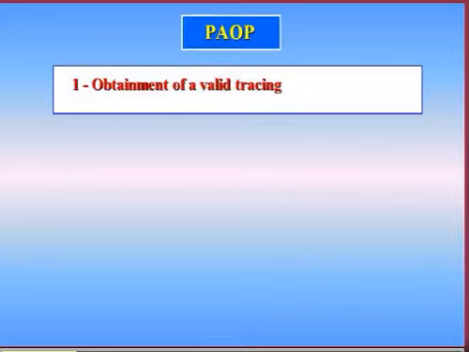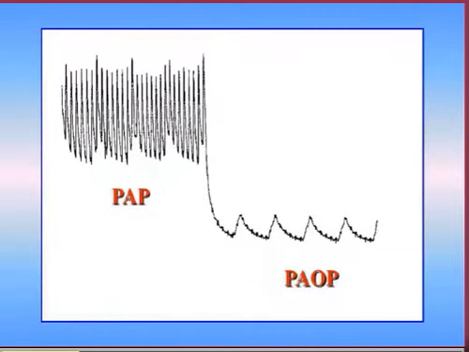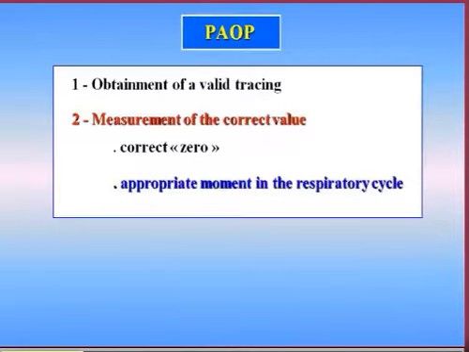For that, we have to respect some very important points. First one is to obtain a valid tracing. For example, in a patient receiving mechanical ventilation, you may have this kind of tracing. This is a correct tracing with a very nice decay of the curve after inflating the balloon and a nice wedge pressure tracing. You must also be sure that you have a correct zero. It is very important to have a correct zero, of course, and to measure the wedge pressure at the appropriate moment of the respiratory cycle.